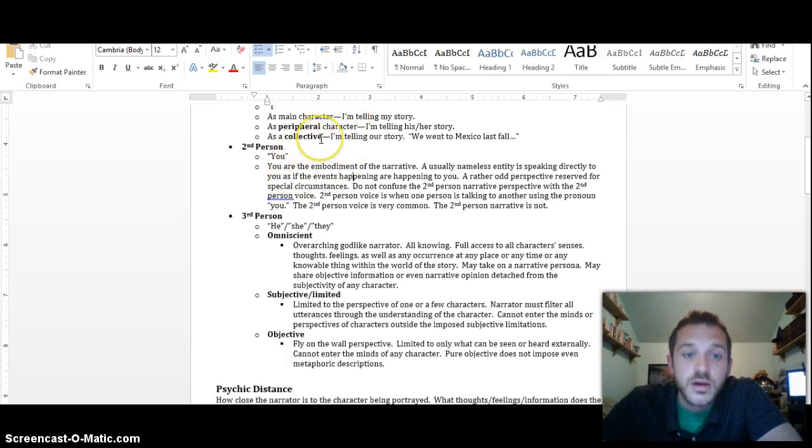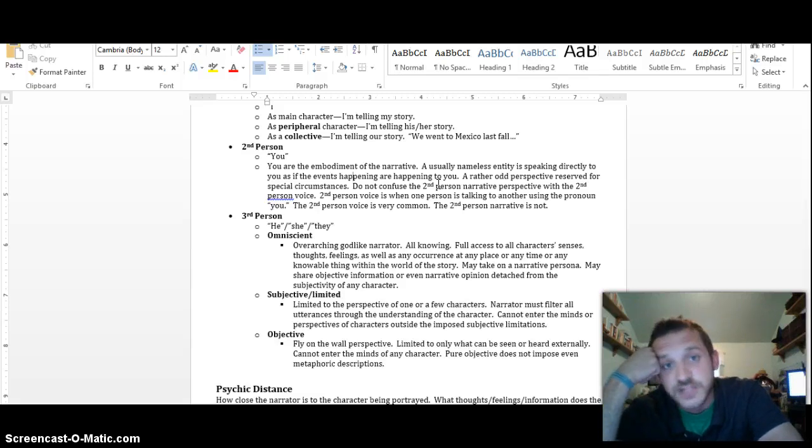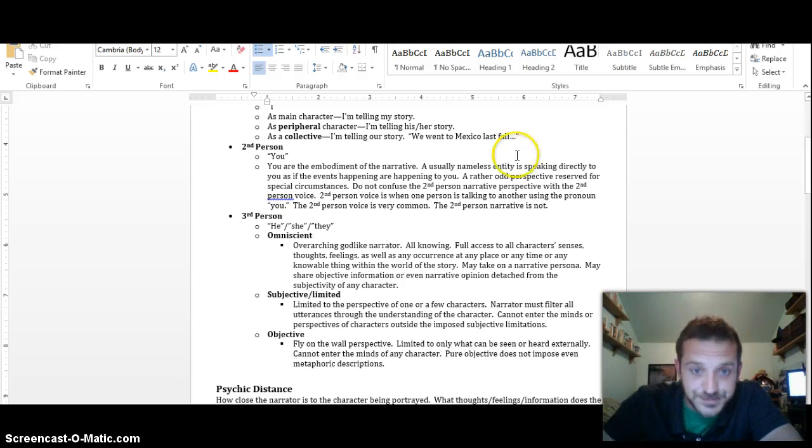Second person, this is the you. Typically there's only one perspective with the second person, and that's you are the embodiment of the narrator. So the reader is the main character. This is very hard to do. I can only think of a handful of examples of where it's done well. Probably the most recent is a Jay McInerney novel entitled Bright Lights, Big City from, I believe, 1983 or 1984. The opening sentence of that book is, you wake up in a bed that's not yours. And that's how the book starts. You, as the reader, are the main character. So it's a rather odd perspective reserved for special circumstances.